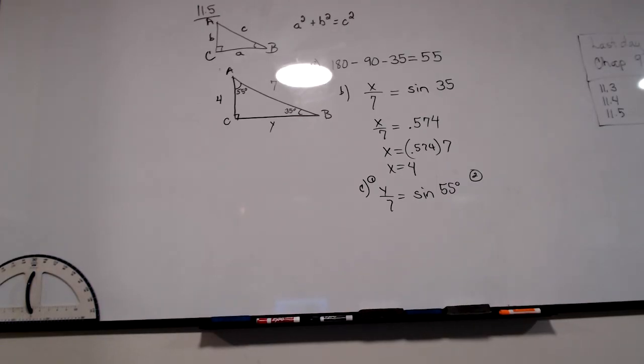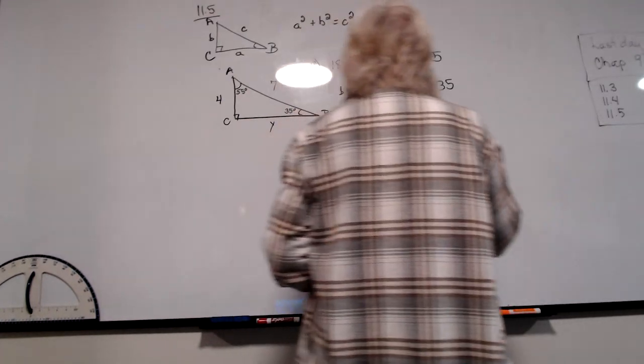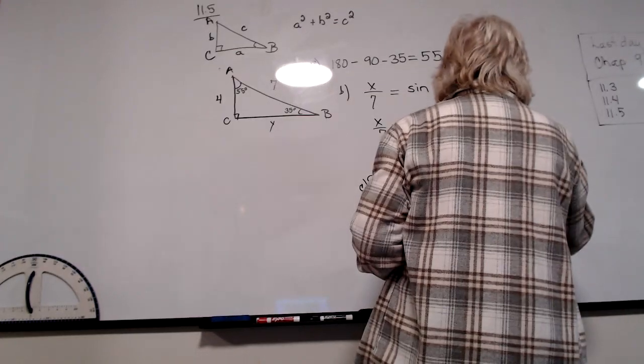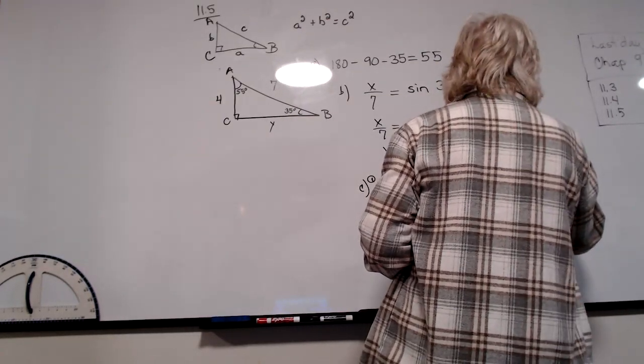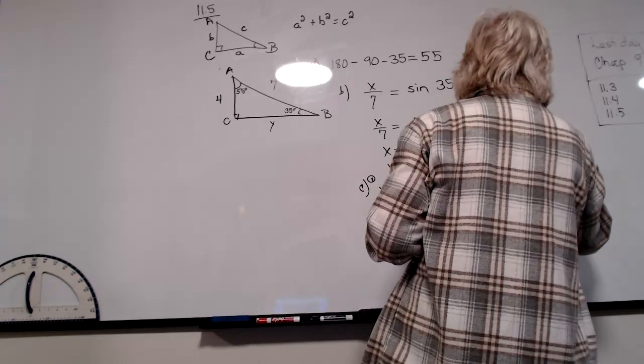Aaron, what's one other way I could do it? Besides using the sine, what else could I use? Yes. At this point, because you know two sides, couldn't you use algebra and the Pythagorean theorem? Yes, you could use the Pythagorean theorem. That is so true. We could use 4 squared plus y squared equals 7 squared.